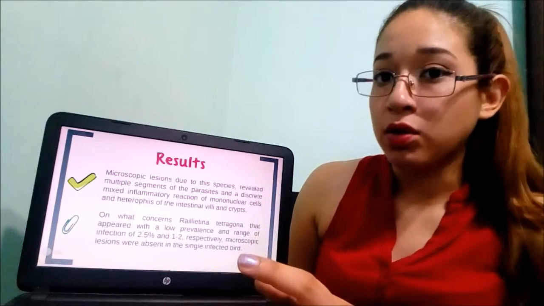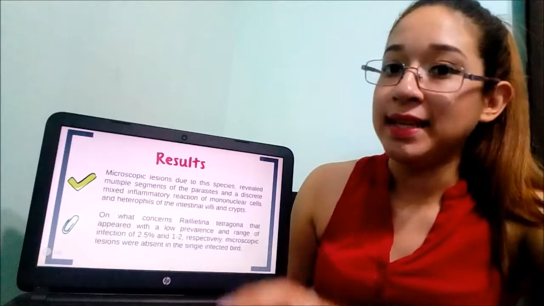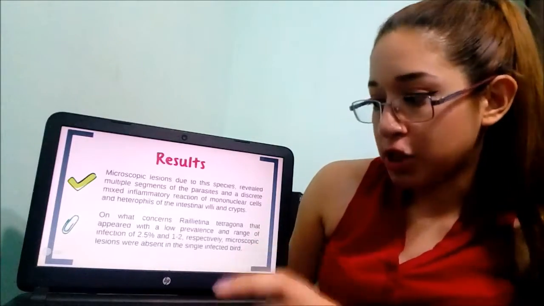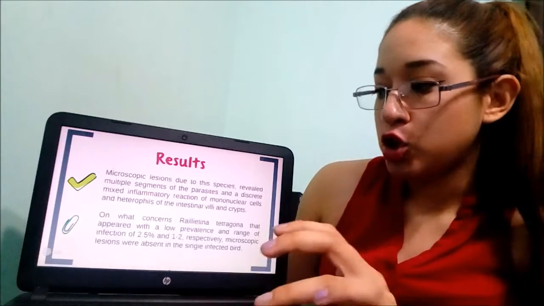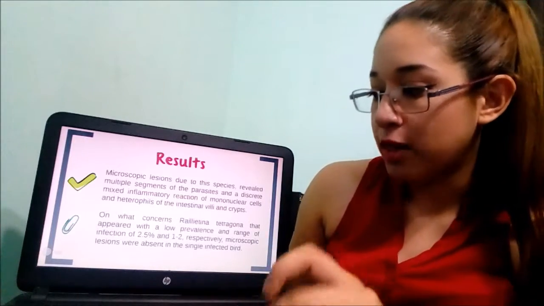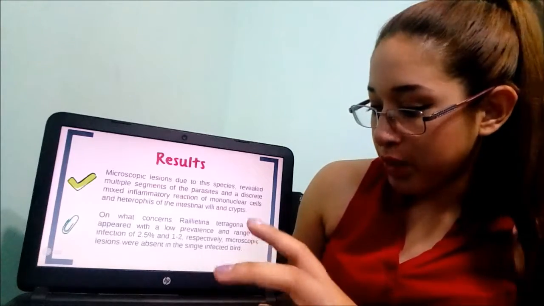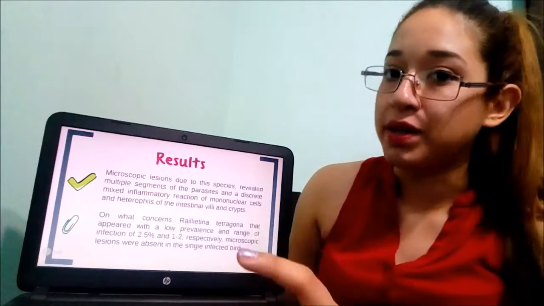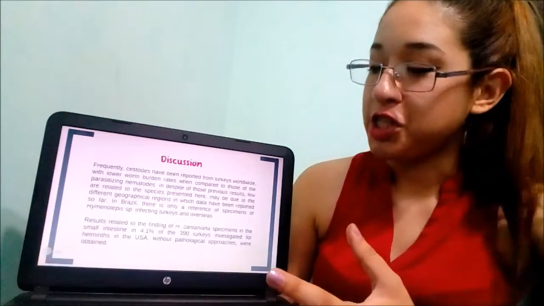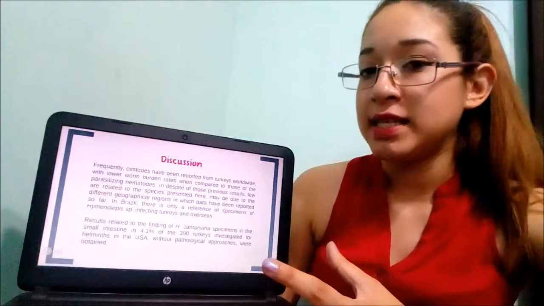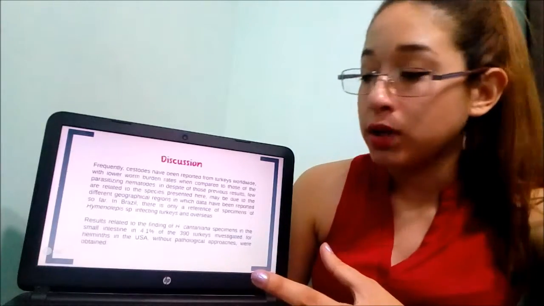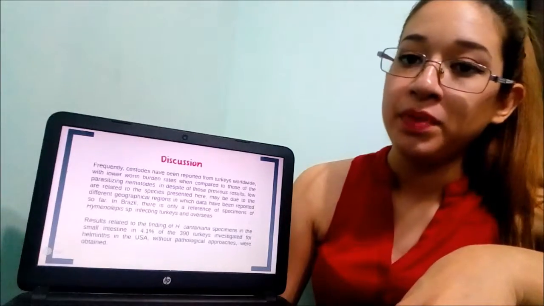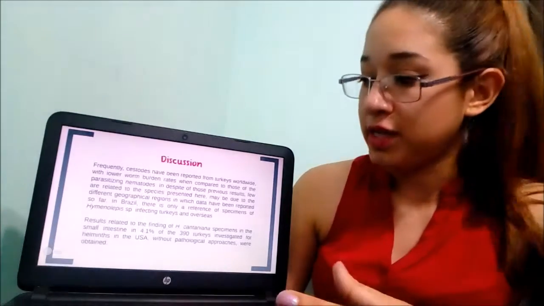As for Raillietina tetragona, it appears with low prevalence in these turkeys, 2.5% and 1 to 2 worms respectively. Microscopic lesions were absent in the single infected bird. Now the discussion. Frequently, cestodes have been reported from turkeys worldwide, but this depends on the region. In this case, it is Brazil.